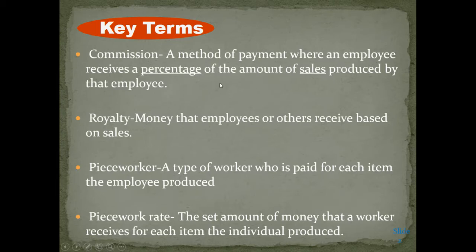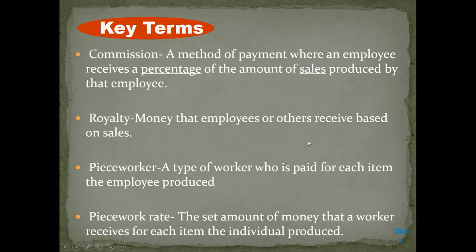Commission is a method of payment where an employee receives a percentage of the amount of sales produced by the employer or employee. A royalty, you'll hear people get royalties. This is money that employees or others receive based on their actual sales. And then a piece worker is a type of worker who is paid for each item the employee produced. And then the piecework rate that a piece worker gets paid is the set amount of money that a worker receives for each item the individual produced.